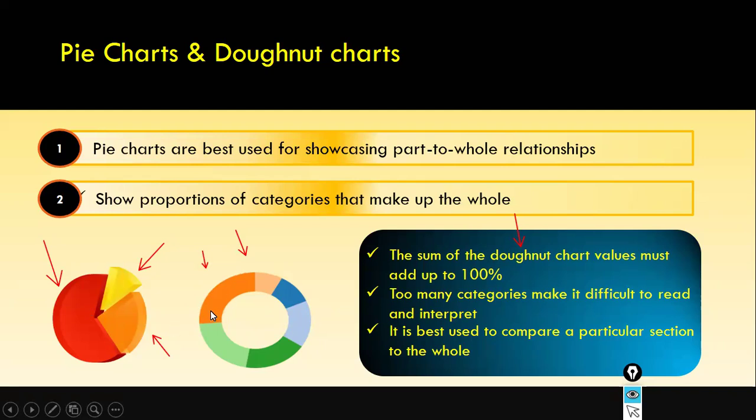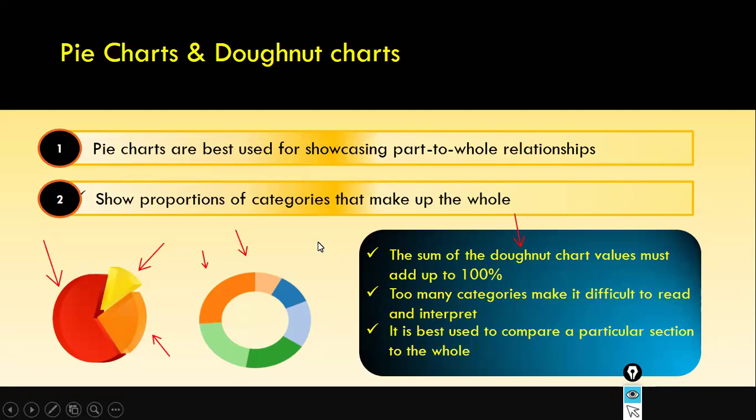There is not much difference between these two. The only difference is in the middle. You can see a space here in the case of the Doughnut chart. Hence, you can display the chart title in the middle, so that it is more space efficient.